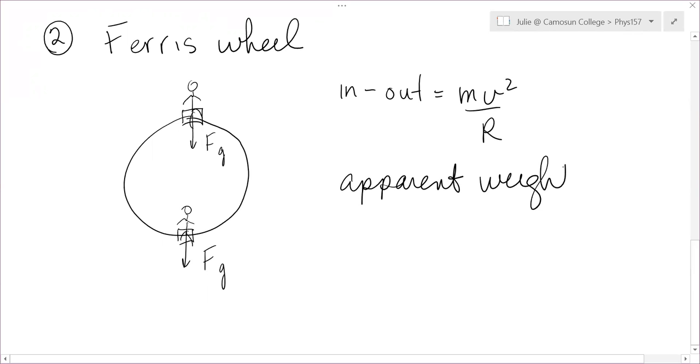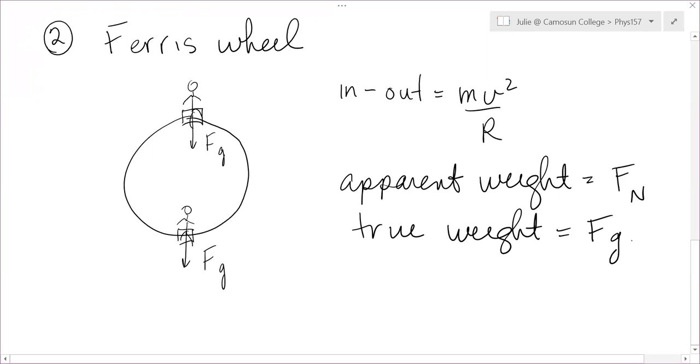It's the force, if you were sitting on a bathroom scale, it's the force the scale would have to push on you in order to keep you from falling through the scale. So apparent weight is always the normal force. True weight, I think they call it in your book. Yeah, they call it true weight. That never changes, that's Fg.